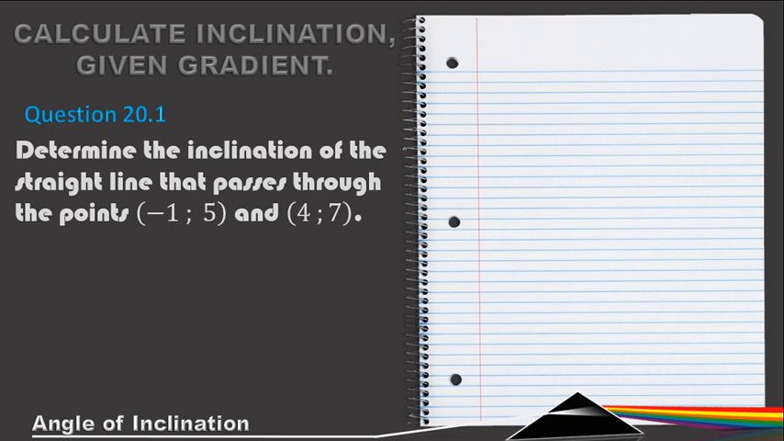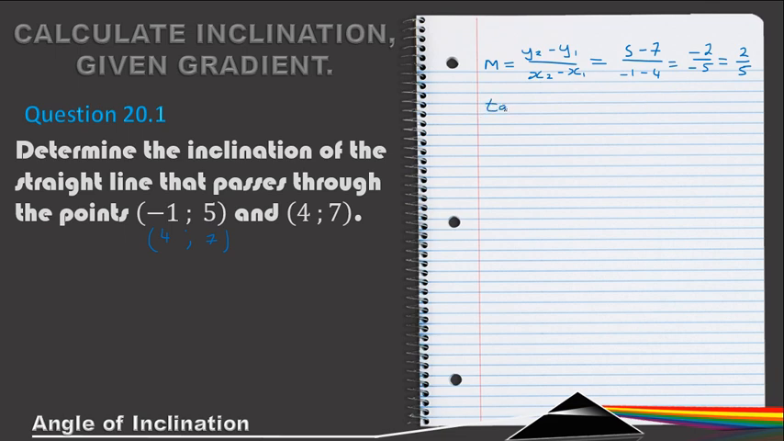So for question 20.1, we need to determine the inclination of the straight line that passes through these 2 points. So very first thing, we need to calculate the gradient, the change of y over the change of x. So I substitute that in, just to write them underneath each other, 4 and 7. So 5 minus 7 over -1 minus 4. And this gives me -2 over -5, which then becomes 2 over 5.